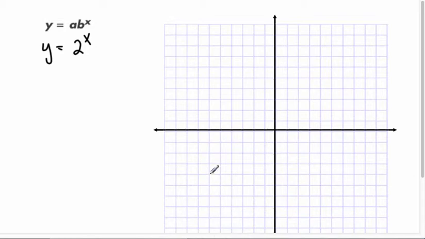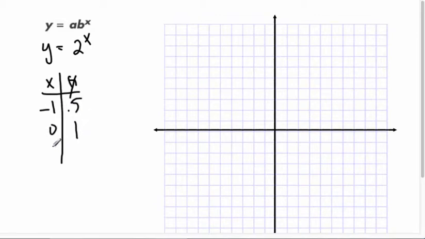these 3 points right here, negative 1, 0.5, 0, 1, and 1, 2. So my table gives me negative 1 and 0.5, 0 and 1, and then 1 and 2. So I'm going to put these dots on the graph. Negative 1, 0.5, 0 and 1, and 1 and 2. And then I basically just connect these dots. So it kind of follows the x-axis. It goes through these 3 dots, and then it kind of shoots up. So there's the graph of the parent function y equals 2 to the x.